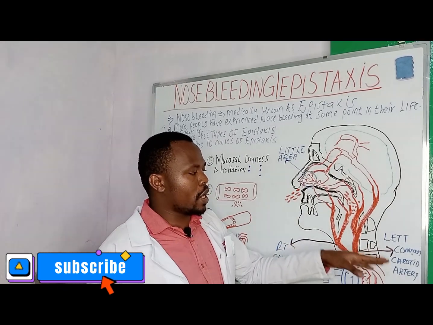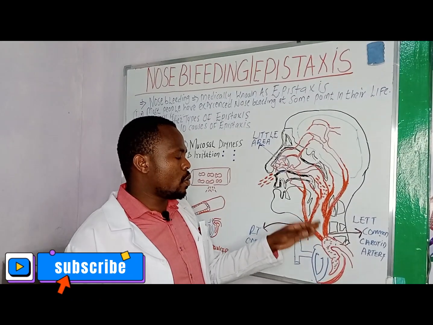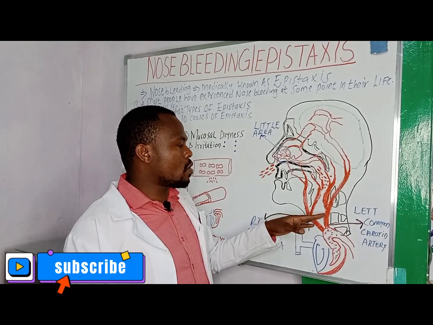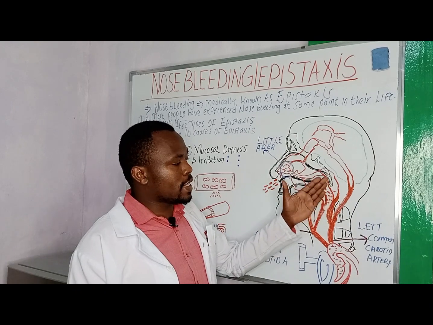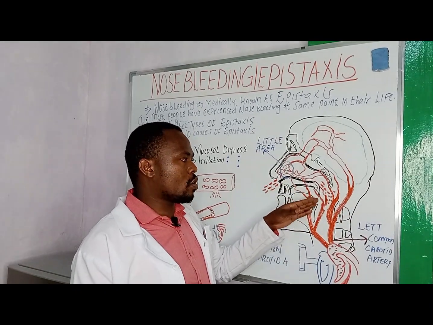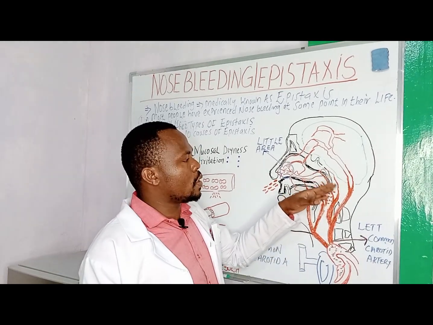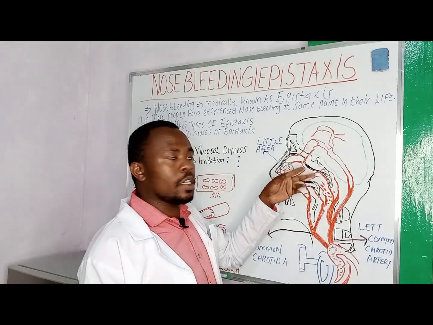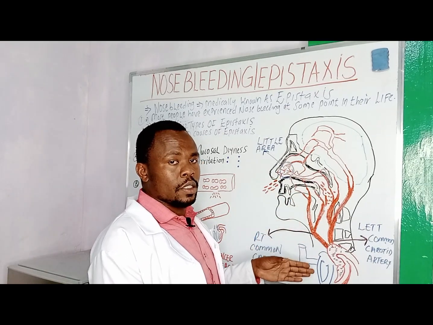Let's now get to the left common carotid artery. The left common carotid artery will arise from the aorta and ascend around the neck region. It will branch into two. We have the left external carotid artery and the left internal carotid artery. The left external carotid artery will ascend, then somehow it will get its way into the nose and supply the left side of the nose.